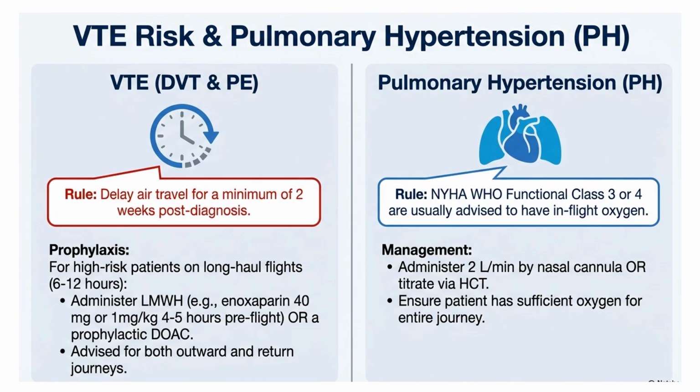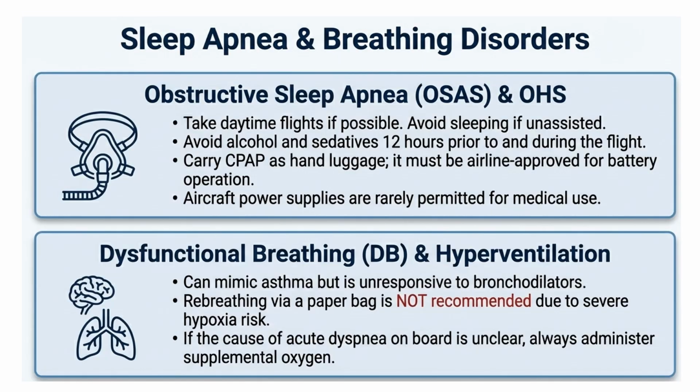Sometimes patients have pulmonary hypertension. With NYHA WHO classification 3 or 4, they are usually advised to fly on oxygen. For management, administer 2 liters per minute by nasal cannula or titrate via a hypoxia challenge test. Ensure the patient has sufficient oxygen for the entire journey. This is how we manage pulmonary hypertension and pulmonary embolism.